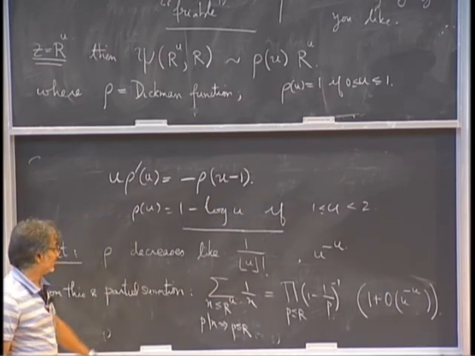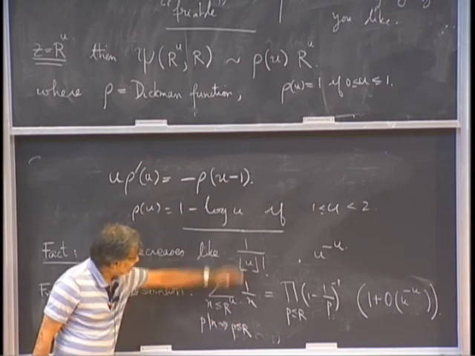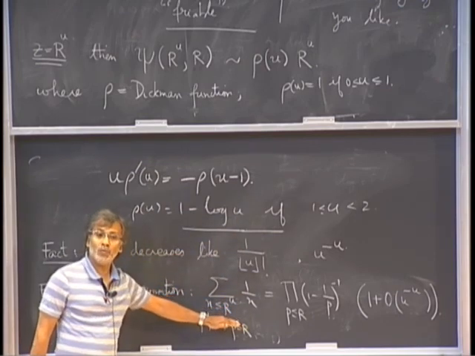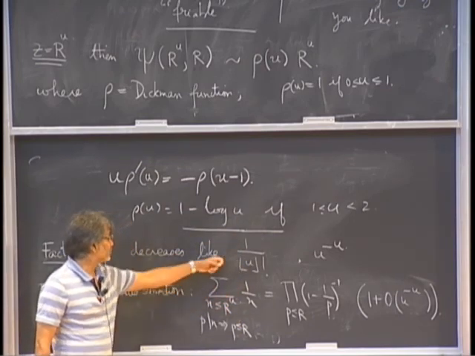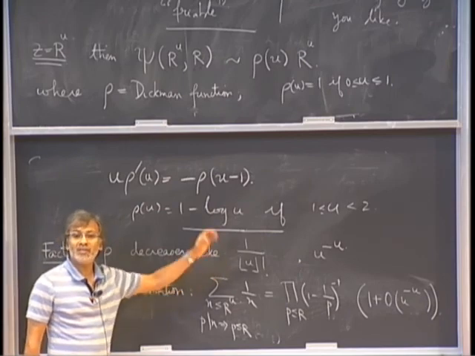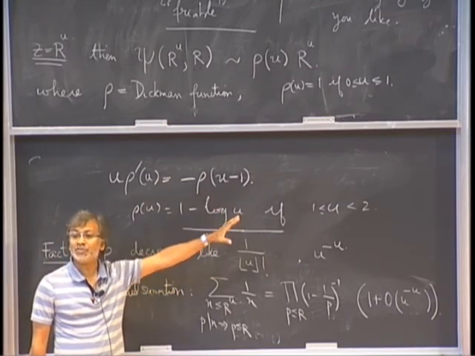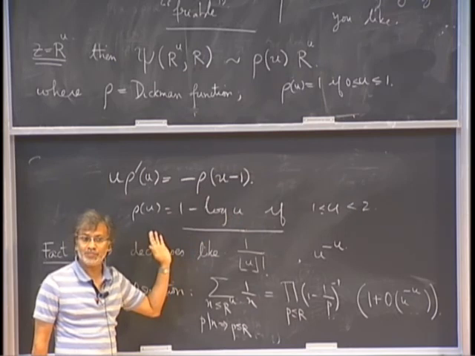In other words, the point I'm trying to make is that the tail of it, the terms with n bigger than r to the u, because this Dickman function decreases so rapidly, they give you only something on the scale of u to the minus u times the full sum.